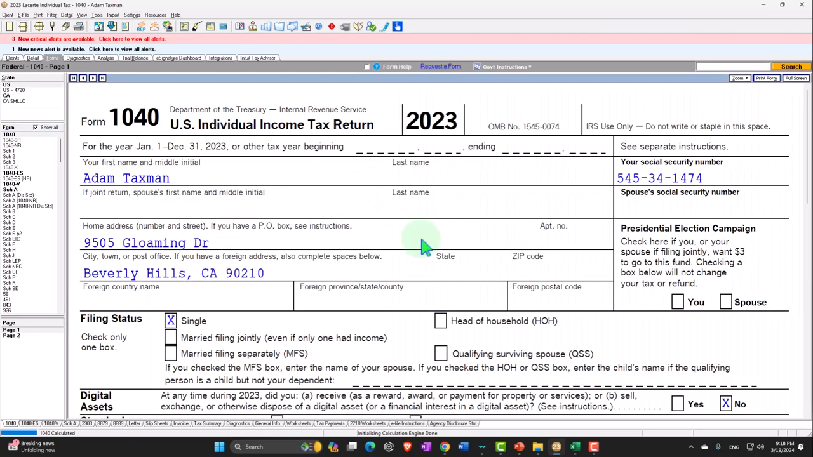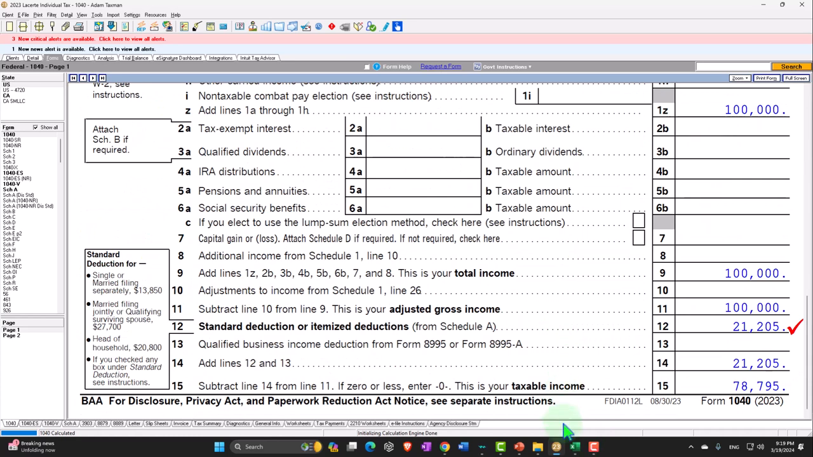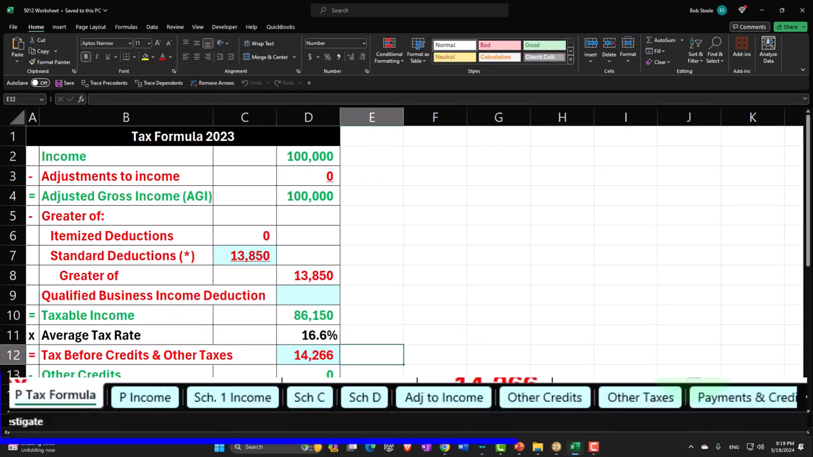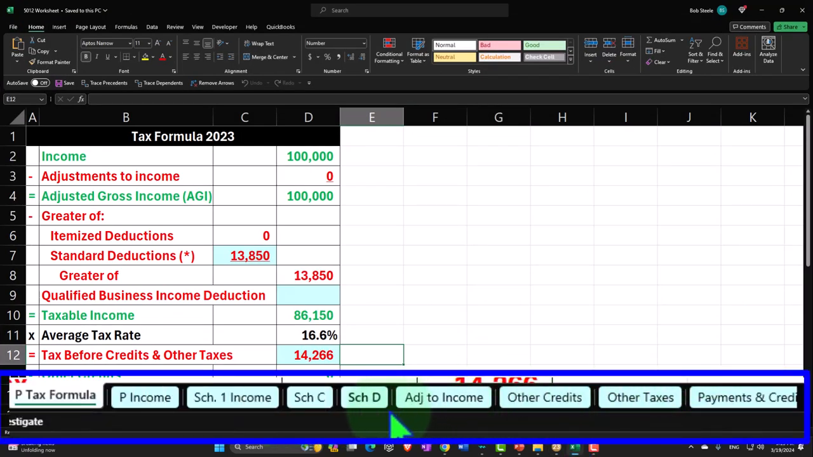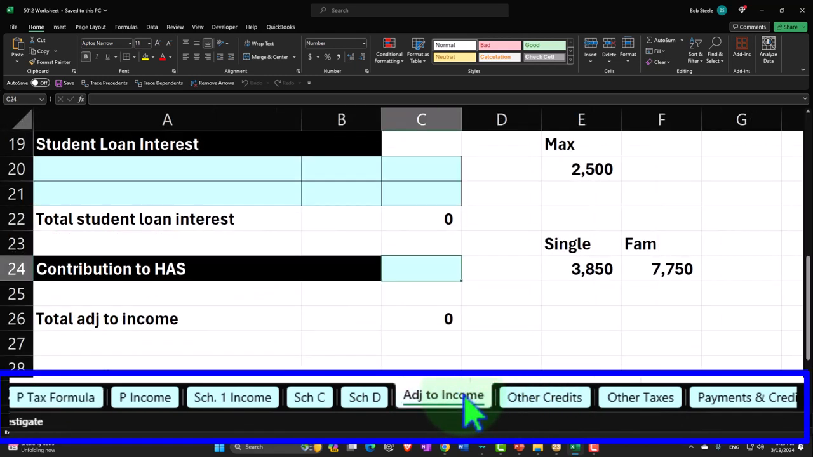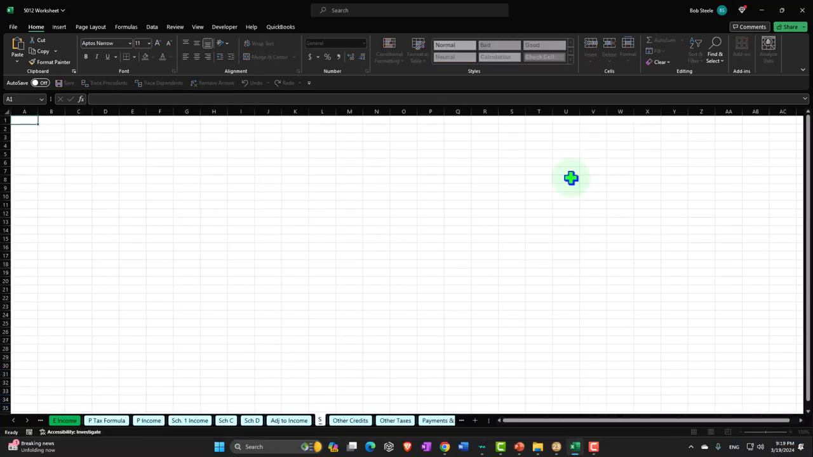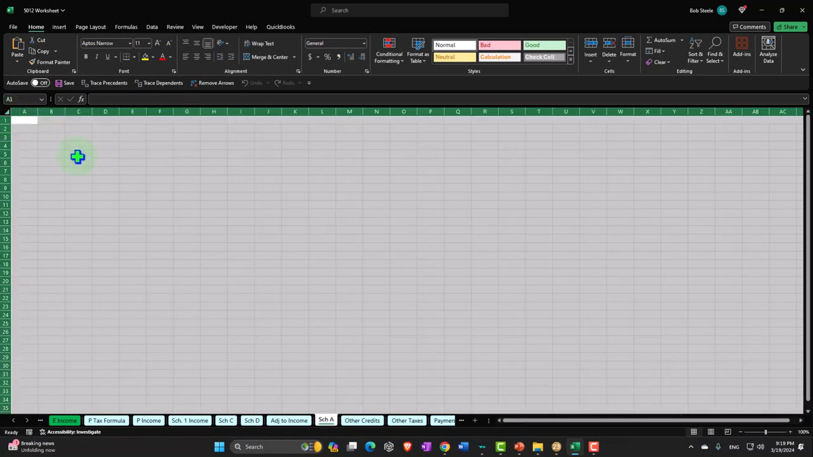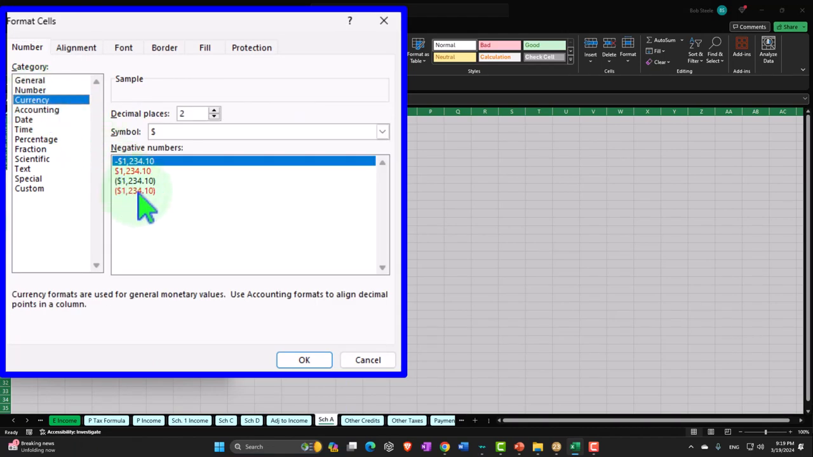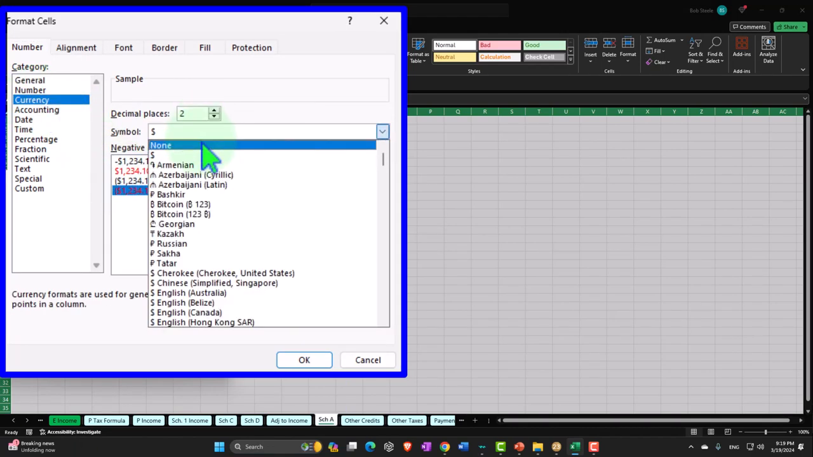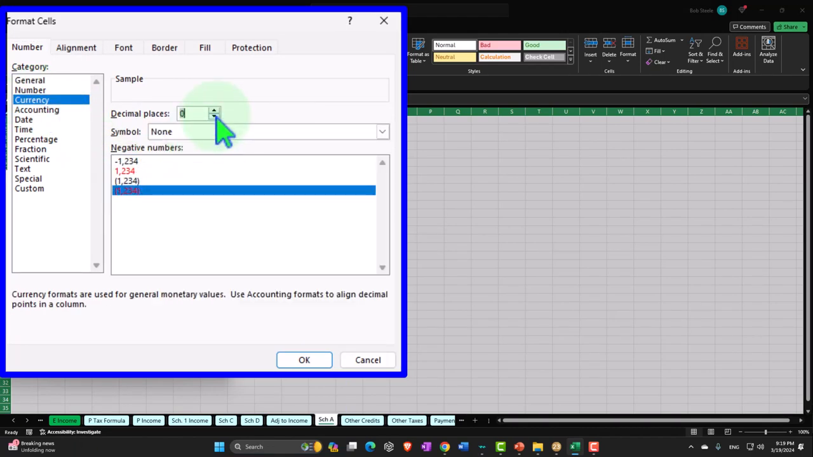let's just add this to our schedule over here. So if I look at my worksheet, now we need basically a Schedule A. So we had the adjustments to income. So let's make another tab here, and I'm going to double click on it and call it Schedule A. And then I'll select the whole worksheet, right click, and let's format the entire thing. Currency, negative numbers bracketed, no dollar sign, no decimals.